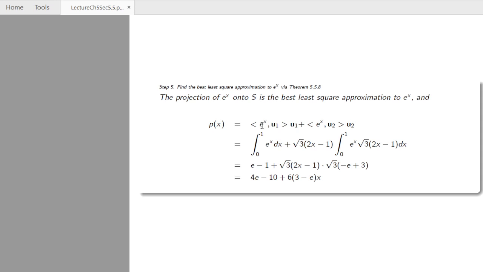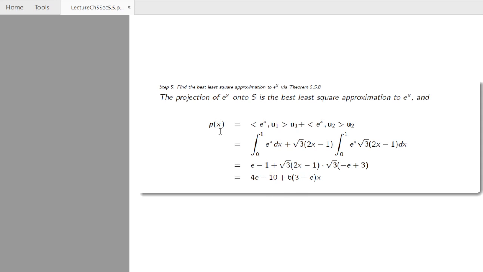e to the x is the vector in V, and then U1 is also one of the base vectors. So make the inner product. That's the coefficient for U1, and for U2, the coefficient is the inner product between e to the x and U2. So these two vectors make an inner product. And once we get that, then we can find the solution.